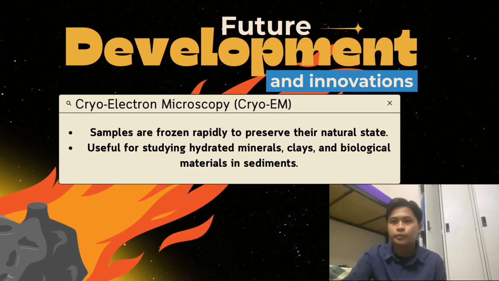The third development is cryo-electron microscopy, also known as cryo-EM. In this technique, samples are rapidly frozen to preserve their natural structure. This is particularly useful for studying hydrated minerals, clay particles, and biological material found in sediment. Since the sample remains close to its natural state, scientists can obtain more accurate information about delicate structures that might otherwise be altered during normal preparation methods.